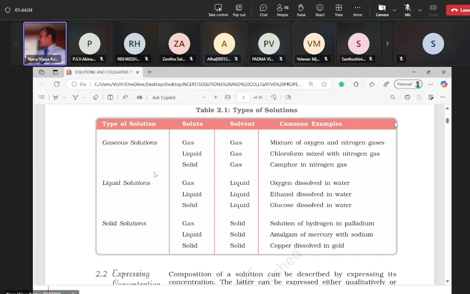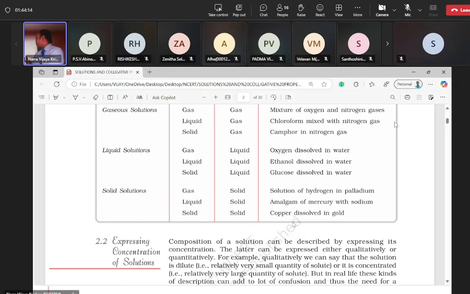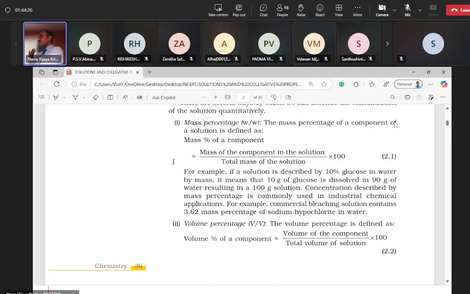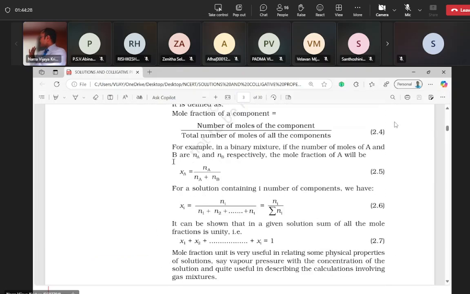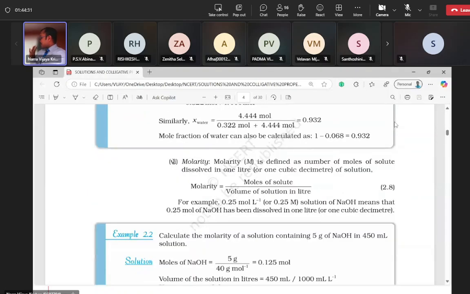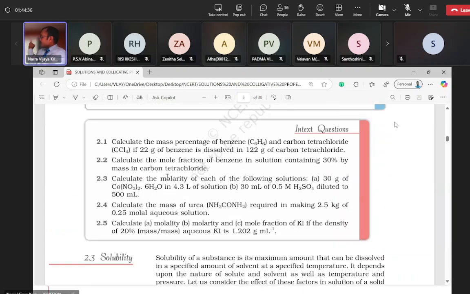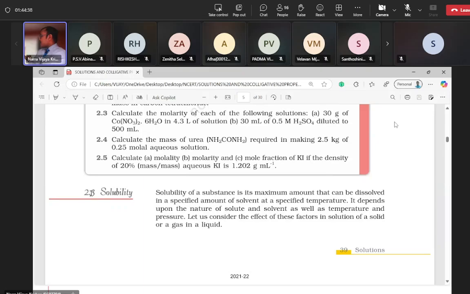Gaseous solutions, liquid solutions, solid solutions. So a solution may be in any phase. We discussed that point or not? But they gave different examples, nothing there. Next, expressing concentrations. Already you know percentage weight by weight, weight by volume, volume by volume, molarity, normality, molality, mole fraction, formality. So I skipped this part. Numericals related to molarity. So I started the discussion from here.